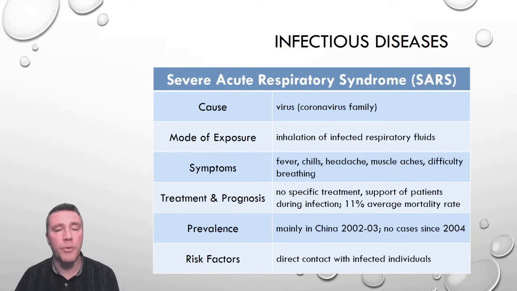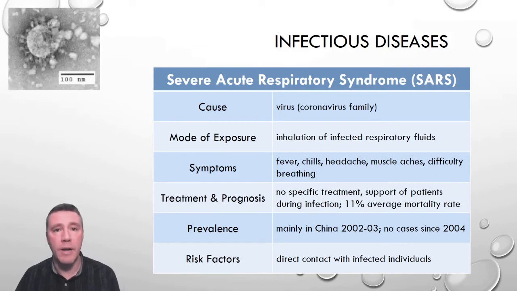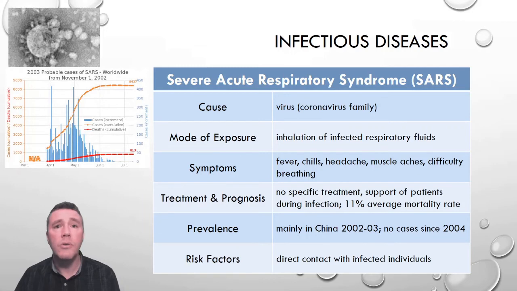Severe acute respiratory syndrome, or SARS, is a viral respiratory disease from the coronavirus family. The first known occurrence of SARS was in China in late 2002. Since no specific treatment exists, infected people are supported with fever-reducing medication and mechanical ventilation if necessary. SARS was relatively rare, infecting only about 8,000 people, but had a nearly 11% mortality rate. Thankfully, no cases of this coronavirus have been reported since 2004.